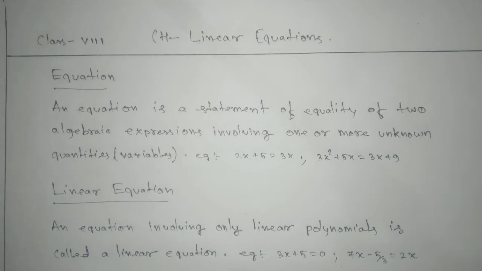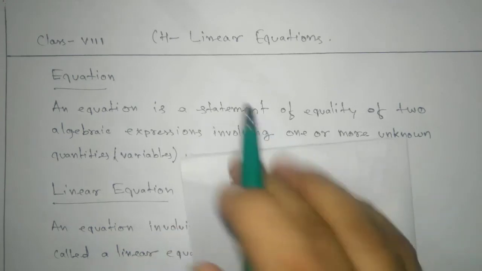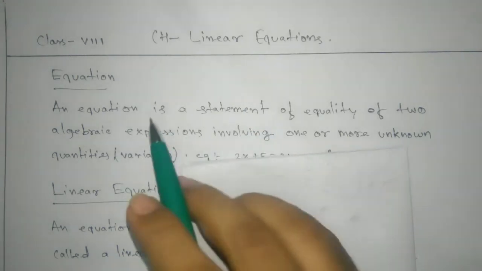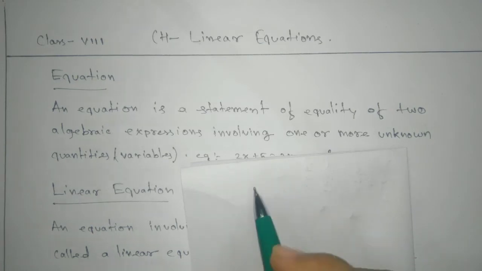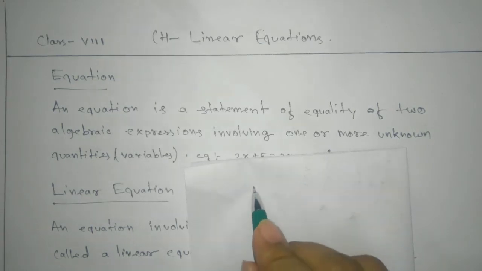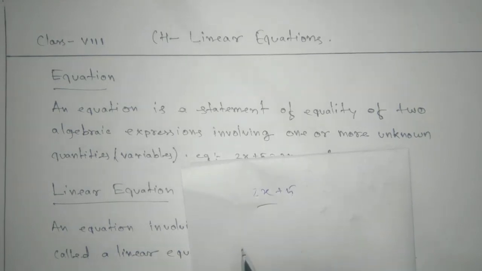So here we have the definition of equation. An equation is a statement of equality of two algebraic expressions involving one or more unknown quantities, that is variables. Let's try to understand this statement. An equation is a statement of equality of two algebraic expressions. So what is an algebraic expression? A combination of variables and constants. This is one algebraic expression.